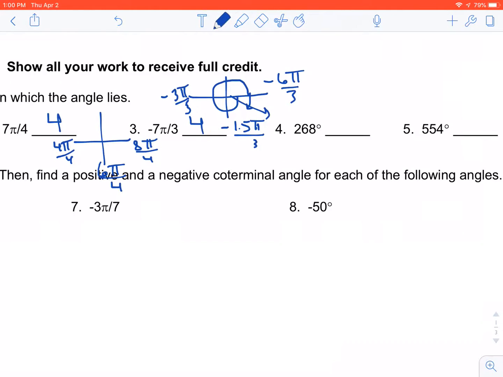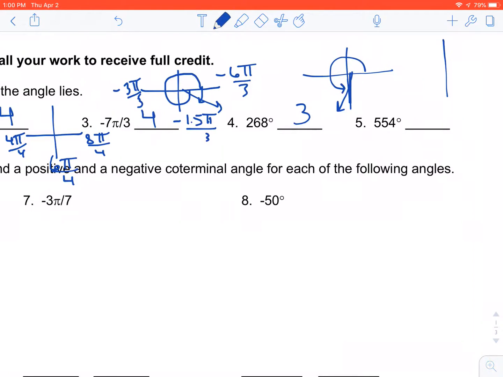268 degrees. Since we know that this is 270, 268 is just shy of that, so quadrant 3. And the last one, 554 degrees, if we go around 360 all the way, and then 360 plus 180 is 540, and we're going to be a little bit further, so that's going to be in quadrant 3.